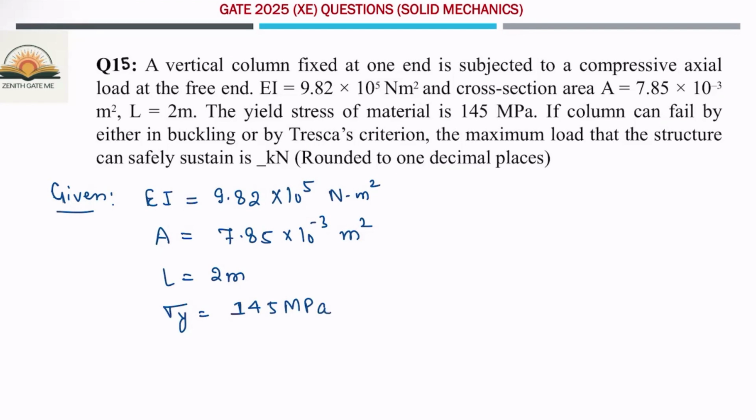Now, what is the condition given? One end of the column is fixed and the other end is free. Let us suppose this is the column, whose one end is fixed and the other end is free, and a load acts at this end, so the column is subjected to an axial compressive load. You have to calculate the maximum load it can bear without undergoing any failure. So you have to check with both criteria.